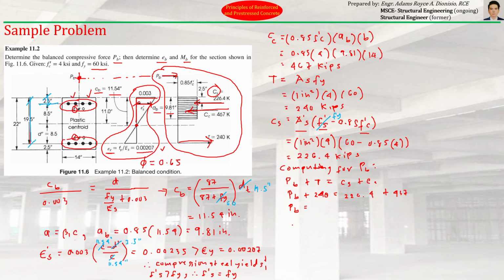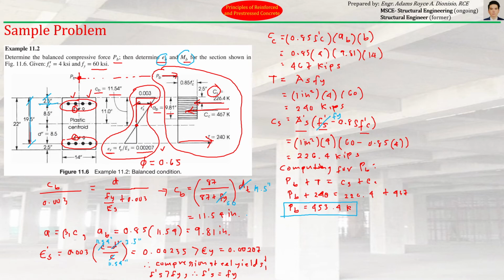PB is just equal to 453.4 kips. Okay, that is the first answer dito sa problem natin. So, yung magnitude ng load that will produce a balance condition is equal to 453.4 kips. Okay? But hindi pa diyan nagtatapos yung computation natin. We also have to compute for the eccentricity tsaka yung bending moment.